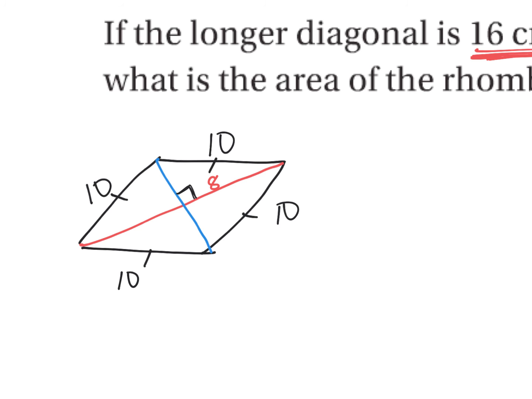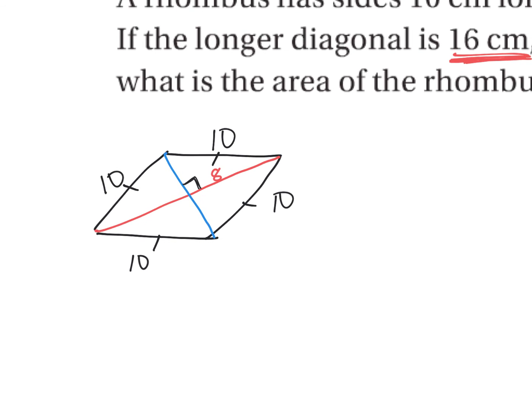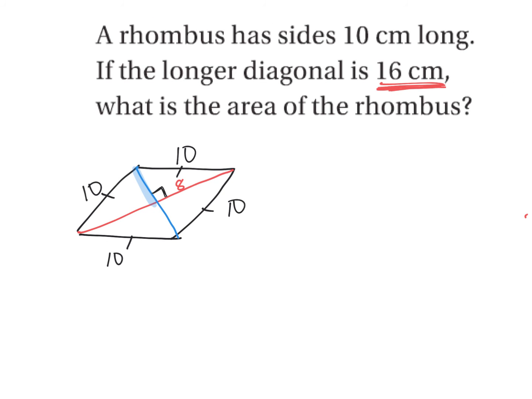Look at that, we have a right triangle. So we're looking for what this is, because we know that's half of that other diagonal, which is what we need. So we'll find that and then double it, and we'll have both of our diagonals ready to do the formula.